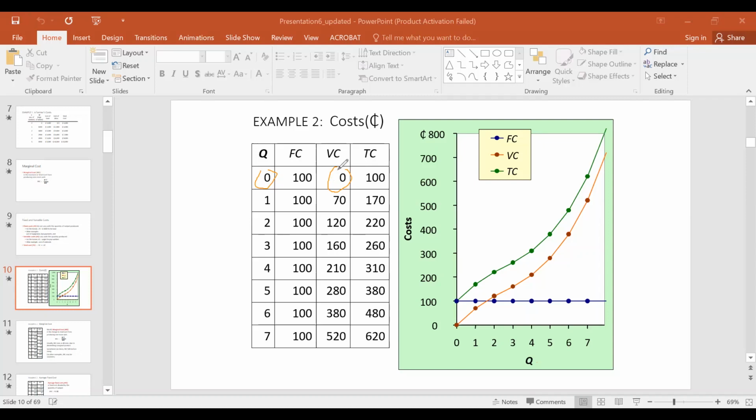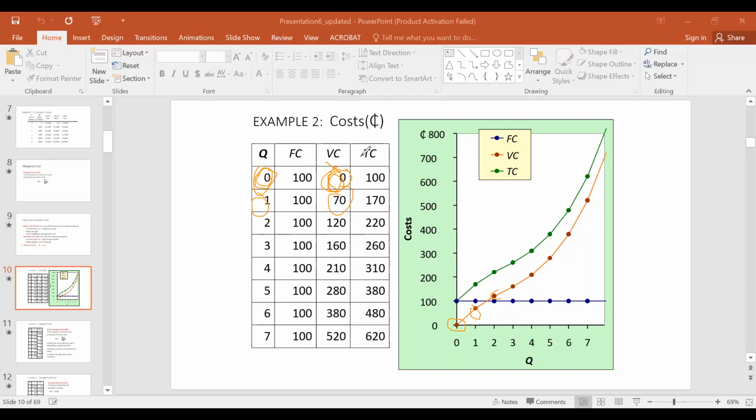So variable cost starts from the origin. When output is 0, variable cost is 0. It is the easiest way of spotting variable cost. When you don't produce, you don't pay them. So that starts from the origin, and you can plot the numbers. These numbers, 0, 0 is here, then 1 and 170, you plot the red dots and so on.